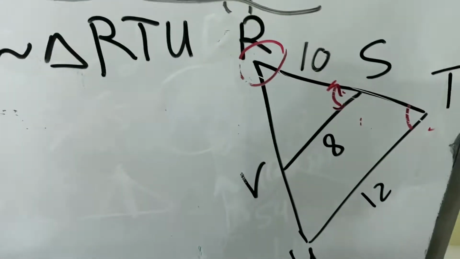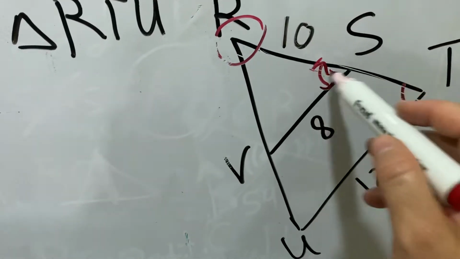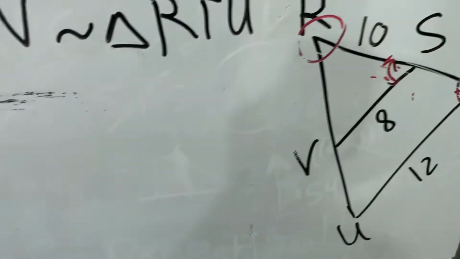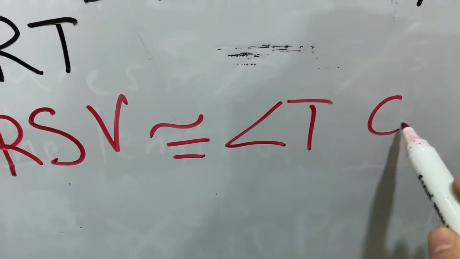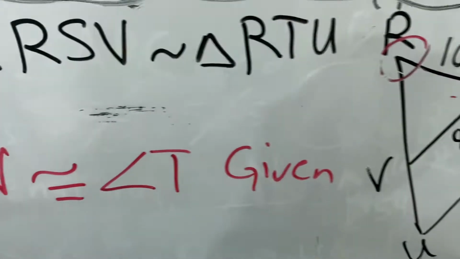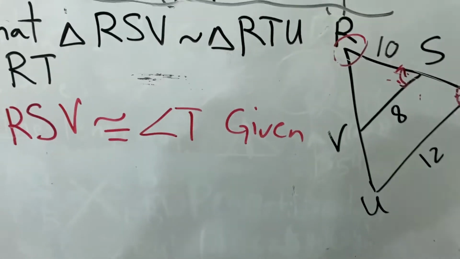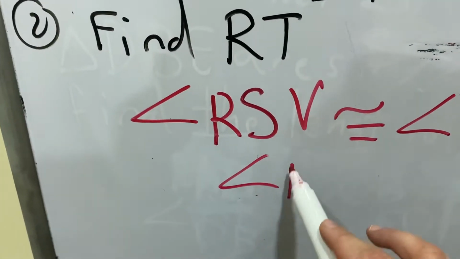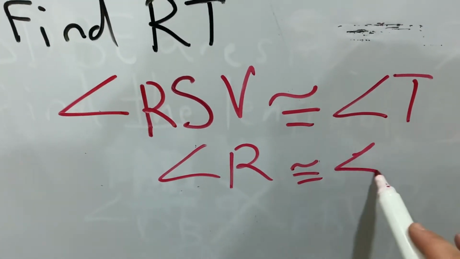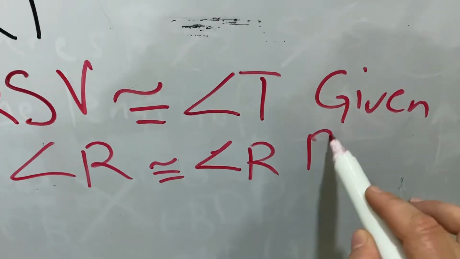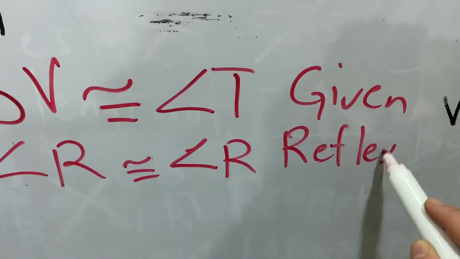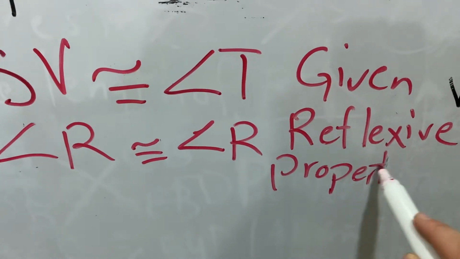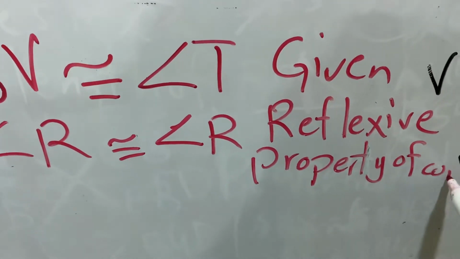Angle RSV is congruent to angle T. As we said, T, we can pronounce it in one letter only. Why? It's given. I didn't do any effort to find it. It's given for me. The second angle, as we said, R, because it's mentioned in both of the triangles. So angle R is congruent to angle R. What is the reason here? Reflexive property of congruence.